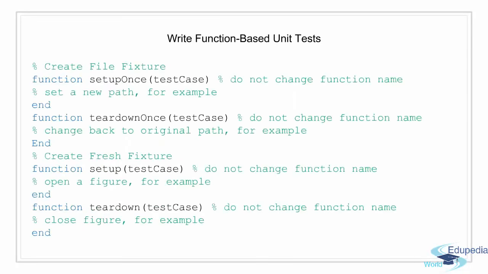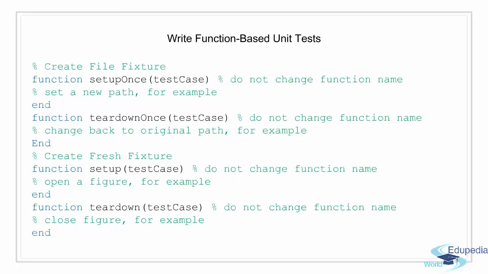In the same function file of example test, there is a choice to add optional fixture functions. Setup and teardown code, also referred to as test fixture functions, set up the pre-test state of the system and then return it to the original state after running the test. There are two types of these functions: file fixture functions that run once per test file, and fresh fixture functions that run before and after each local test function. These functions are not required to generate tests.